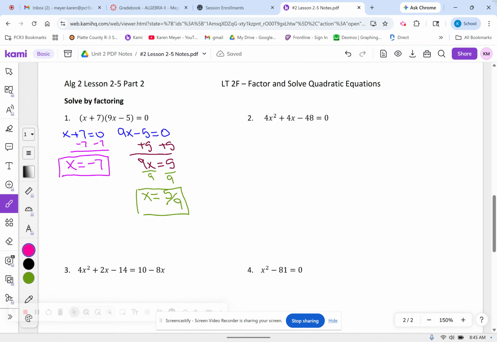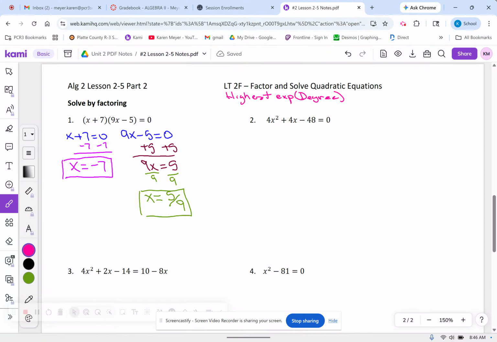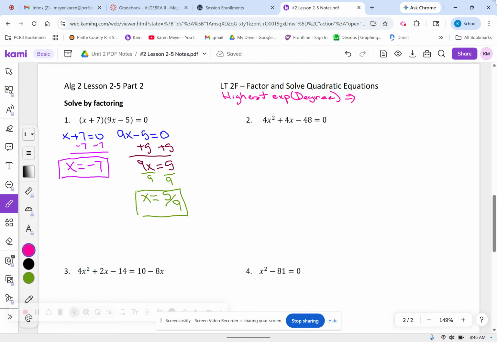I'm going to jot that up here. The highest exponent, which is what we call the degree, will tell you how many answers you will have. And in our case, we will have 2. If you scan through all of these problems, I believe our highest exponent is always 2. So you need to know that all quadratics will have 2 answers.